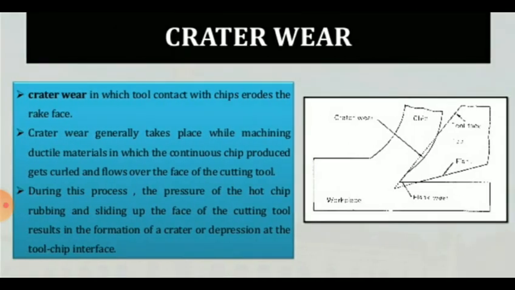Then the crater wear. This type of wear takes place at the tool face. You can see at the tool face there is a wearing of the face of the tool. This type of wear takes place while machining ductile materials, in which continuous chips are produced. Due to this, there is a formation of a crater or depression at the tool-chip interface. The main cause for the formation of the depression is the pressure of the hot chip sliding up the tool face. That is called crater wear.